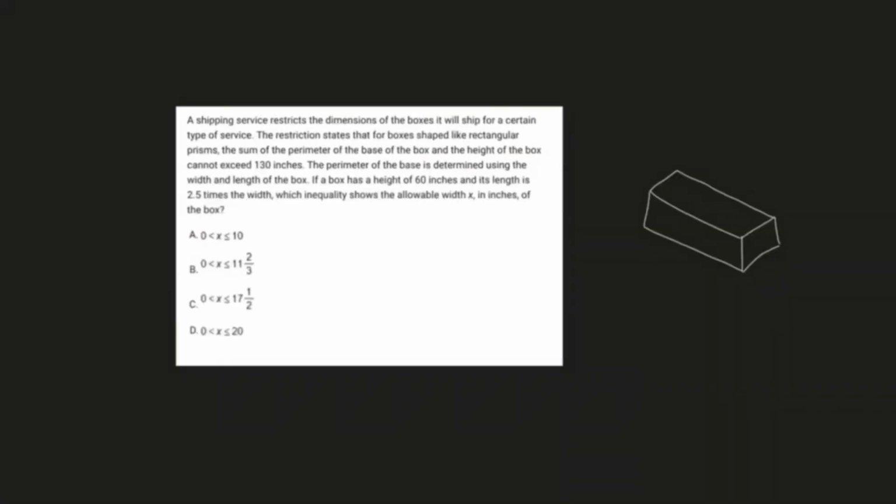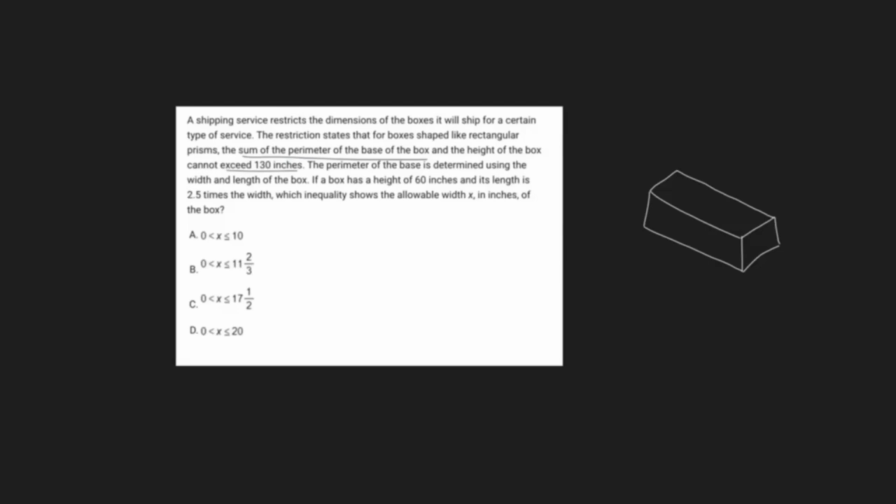A shipping service restricts the dimensions of the boxes it will ship for a certain type of service. The restriction states that for boxes shaped like a rectangular prism, which I've drawn one out here, it's a pretty good drawing actually, the sum of the perimeter of the base of the box and the height of the box cannot exceed 130 inches. The perimeter of the base is determined using the width and length of the box.